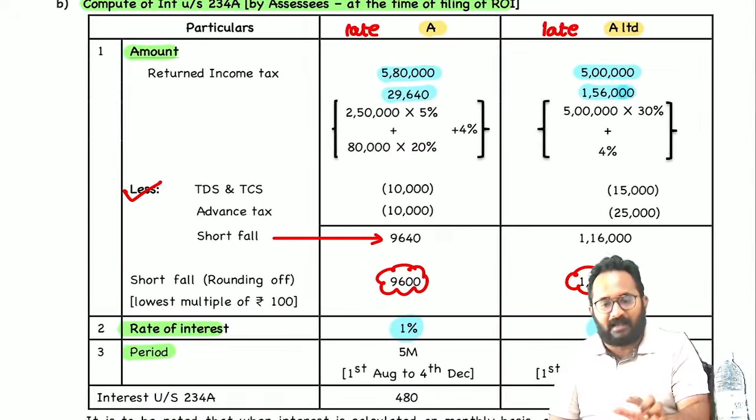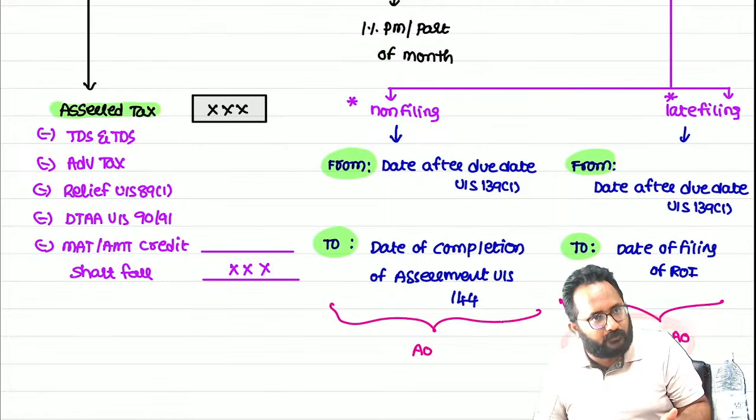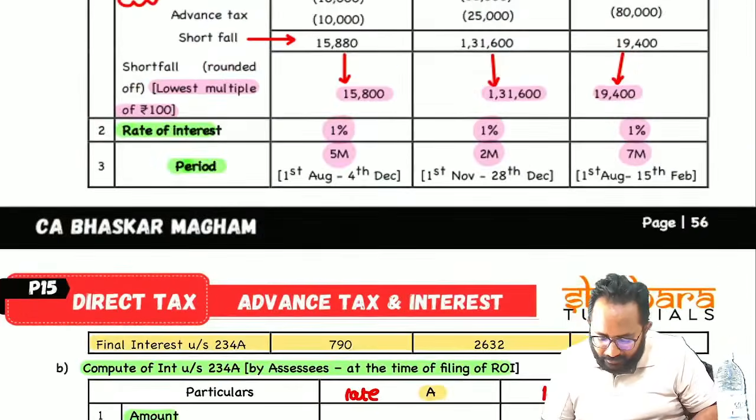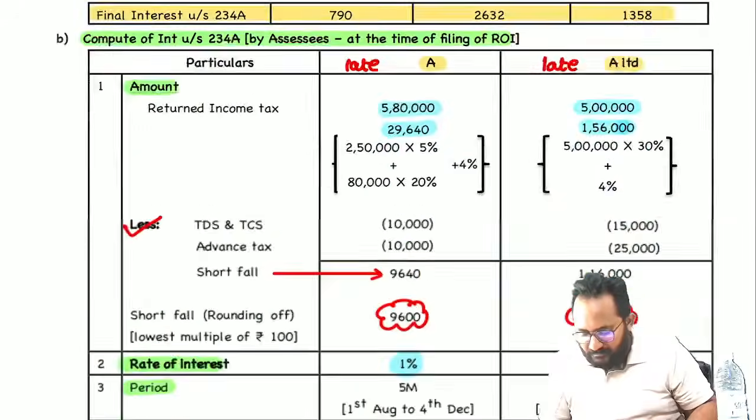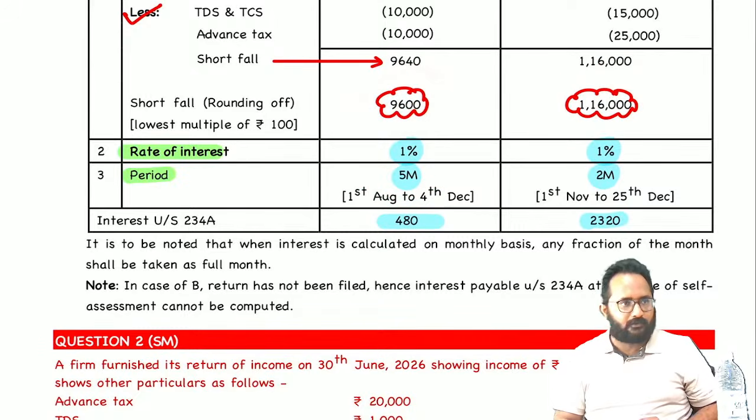Late filing means, as I already told, whether SSC computed or AO computed, the period is the same, right? Yes, we already computed the period. How many months did you get earlier? 5 months and 2 months. That same time period I will take and calculate the interest. How much did you get? 480, 23.